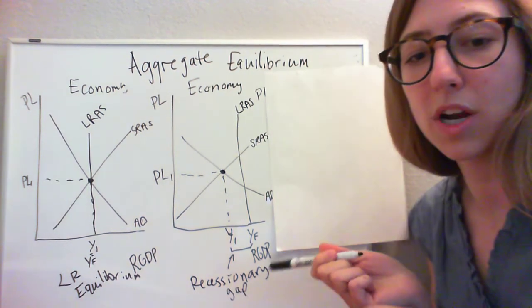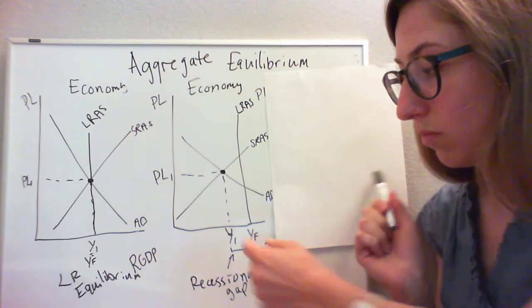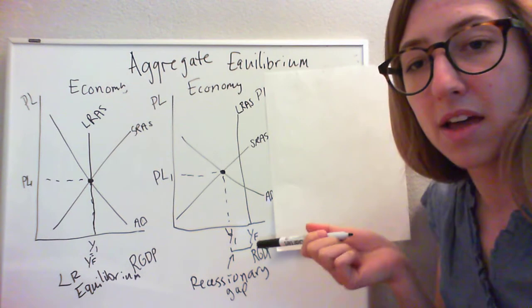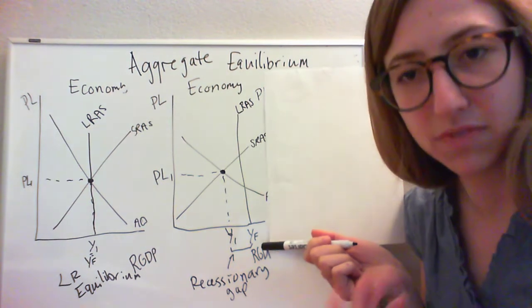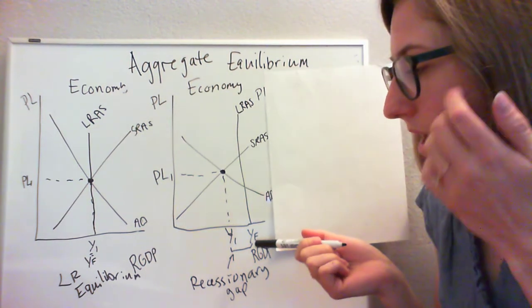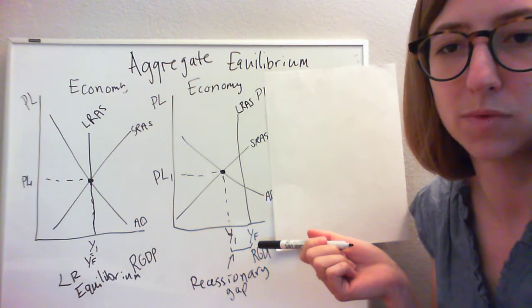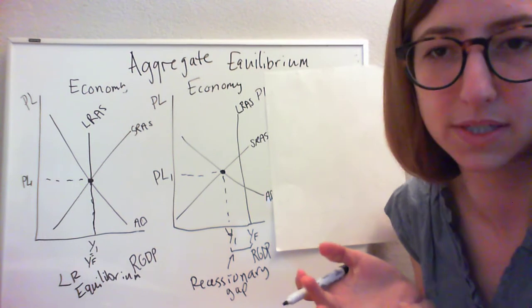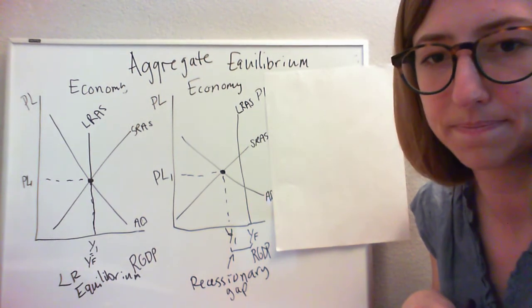So we're going to put a bracket here between Y1 and YF, and we're going to call it a recessionary gap. The recessionary gap is the amount of difference in real GDP because of the recession. Because of this recession, production is this much less than normal. That's the recessionary gap.